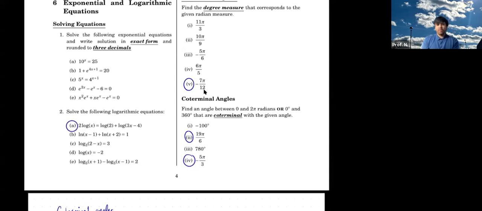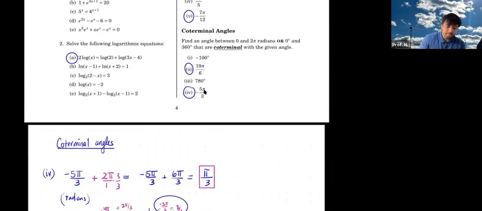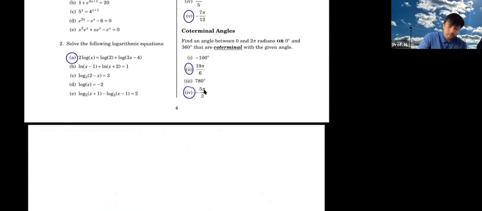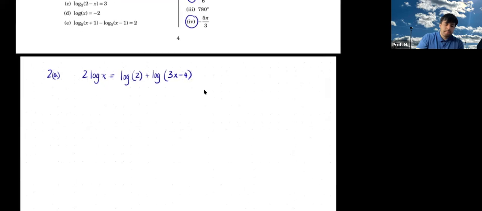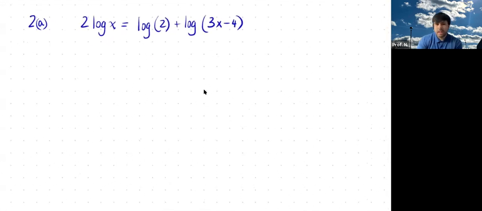So we have a logarithmic equation, and I want to solve it. Okay, so let's do that. So we have 2a. 2a says 2 log of x equals log of 2 plus log of 3x minus 4. Okay. So how do we begin?